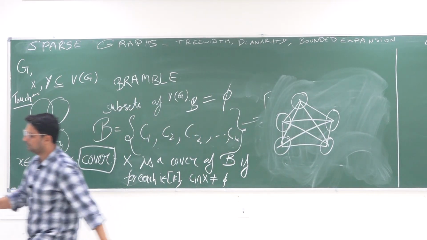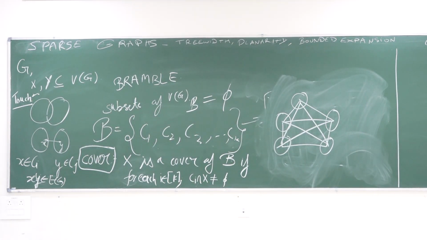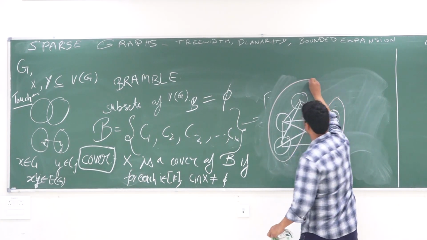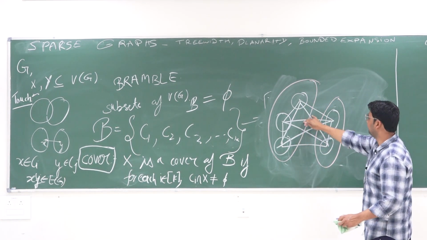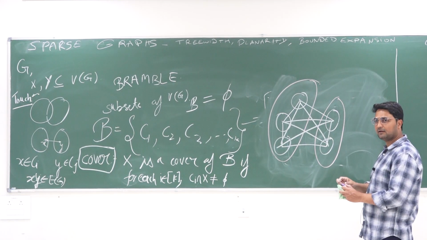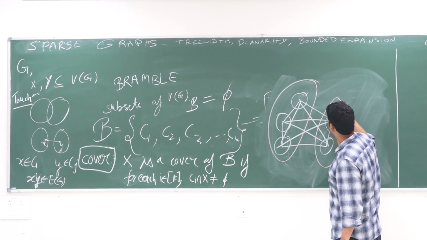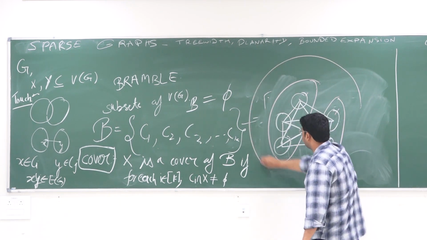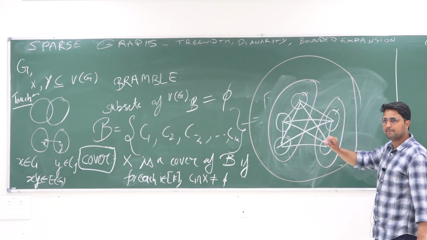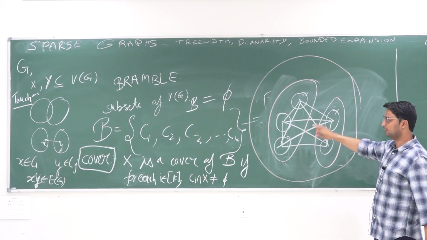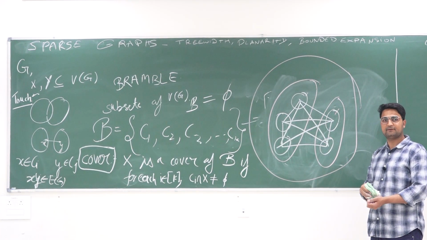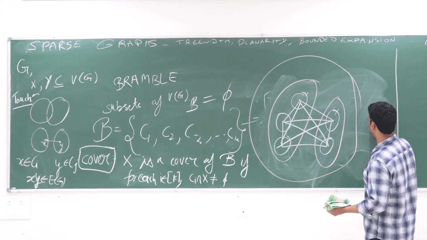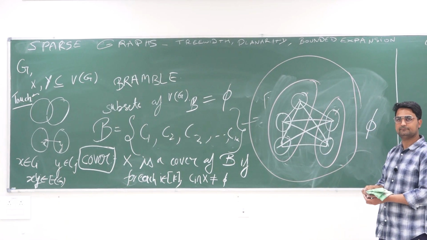Alternatively, what we can do is that this is also a Bramble because these two touch. Now my cover of this Bramble is two vertices. I can take any two vertices and it's a cover. One Bramble can be this whole graph, and any vertex is my cover because it hits my Bramble. And finally, my empty set is also a Bramble here.